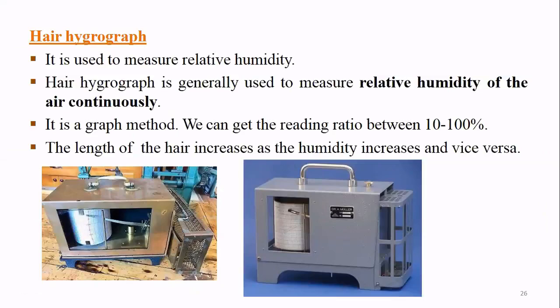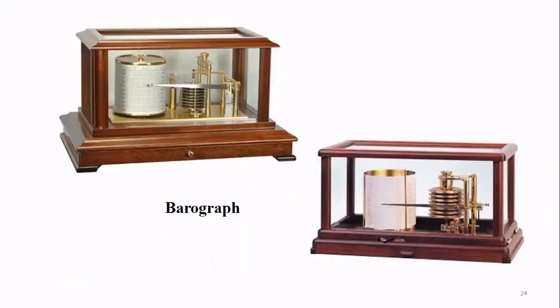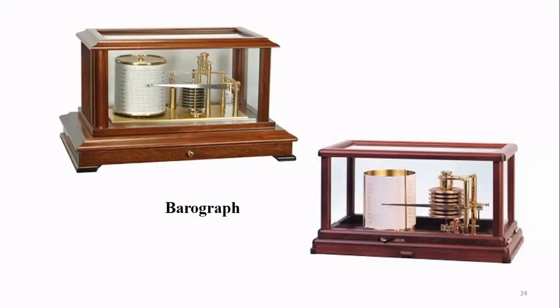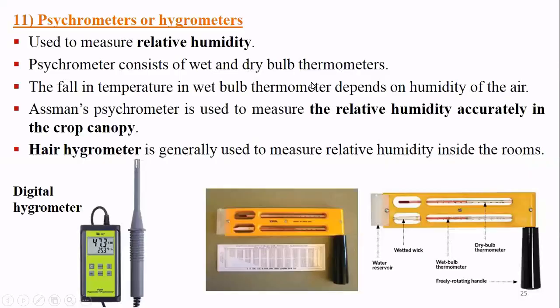Okay, the question asked previously about the barograph: if a barometer reading is high, it indicates sunny and dry condition. The area is sunny and dry. If the barometer reading is low, it indicates wet condition and a stormy area. Okay? The person who asked the question, is it okay? Okay, well. Thank you. Then we can move on.